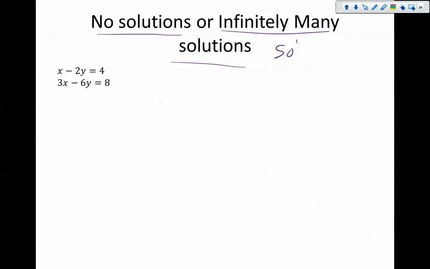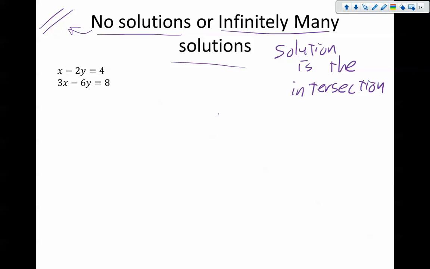Remember, a solution is the intersection of the two lines. It is where they intersect. So if something has no solutions, it means there are no intersection points, or they are parallel lines, right? No solutions, parallel lines. Infinitely many solutions means that there is an infinite amount of solutions. Therefore, there is an infinite amount of intersections.